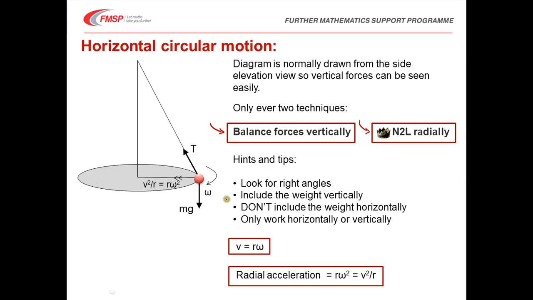A few little ideas that you may find useful. Do keep an eye out for right angles. Often these questions will be set up with Pythagorean triples in there, which will make the calculation of radius, etc. easier, so do look out for those. Make sure you include the weight in the vertical direction. Sometimes that gets left out. Don't include anything to do with the weight in the horizontal direction because it acts entirely vertically.